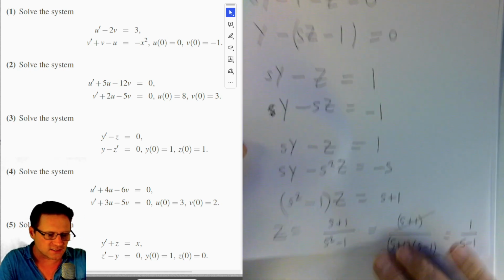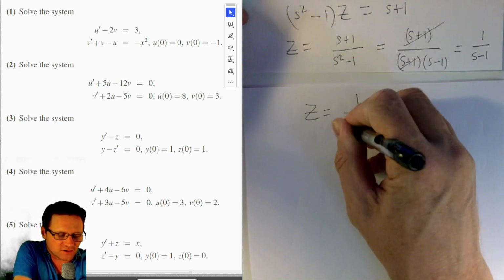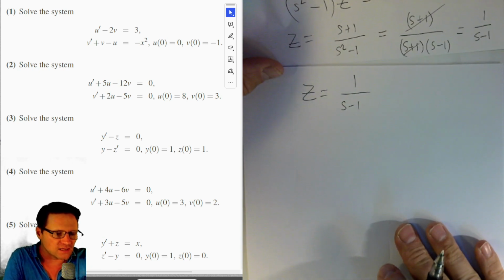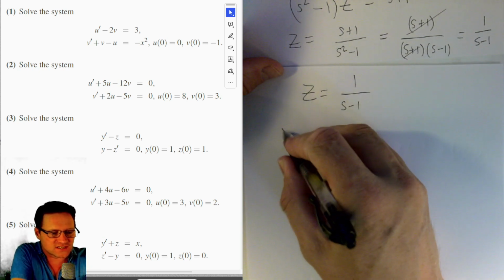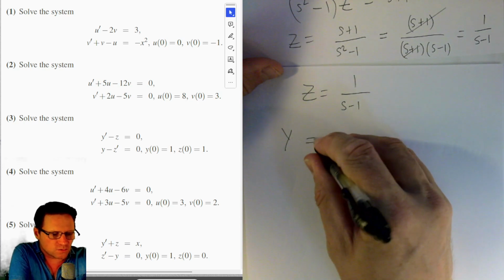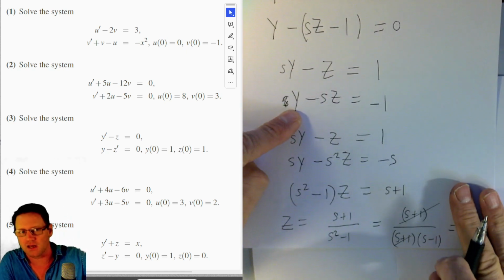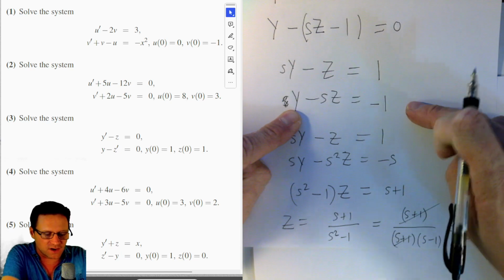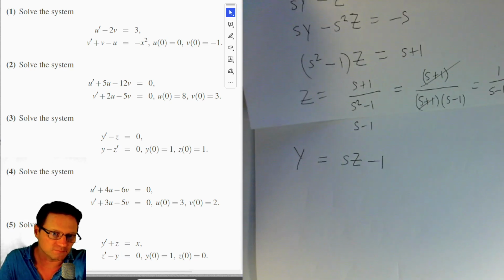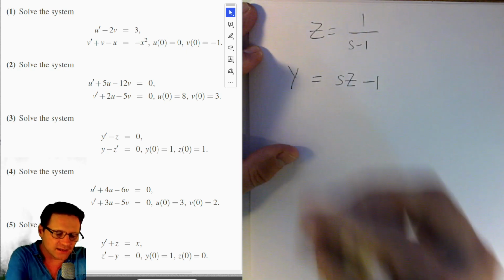All right, great. So what have we got so far? We have uppercase Z is 1 over s minus 1. We want to get uppercase Y. Now let's just take our second equation, which said Y equals sZ minus 1. So what I'm doing is I'm just looking at this line right here, taking this over to the right-hand side. So I get plus sZ minus 1 is Y. Good. So we want to then sub this in for that Z.